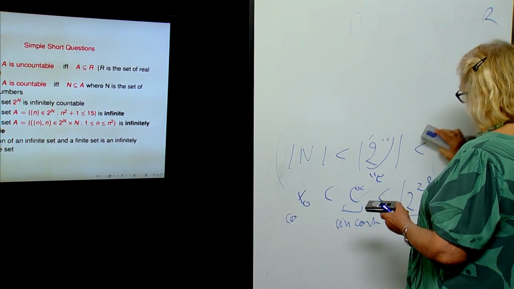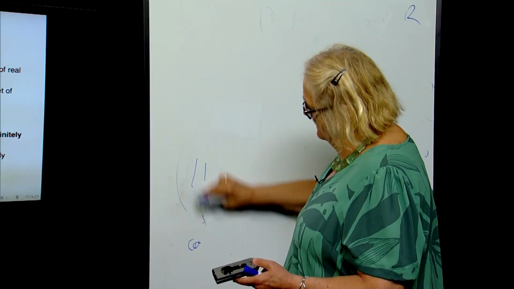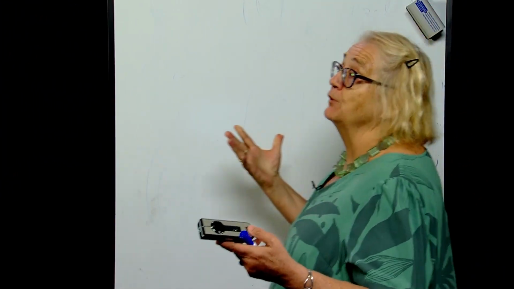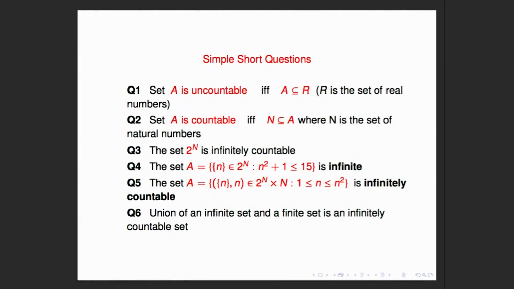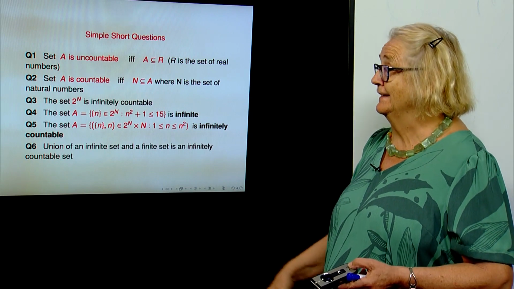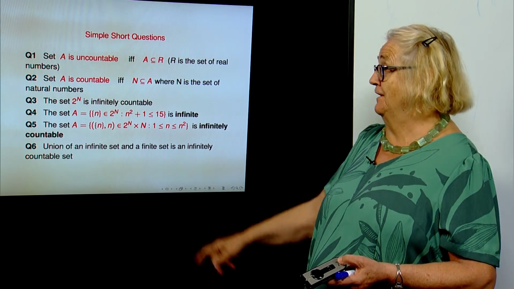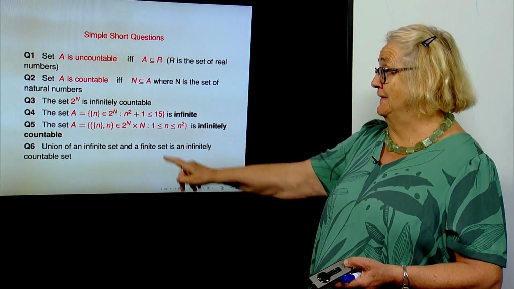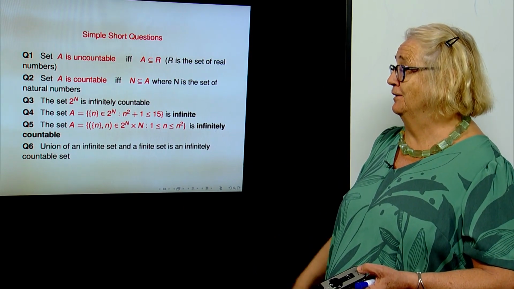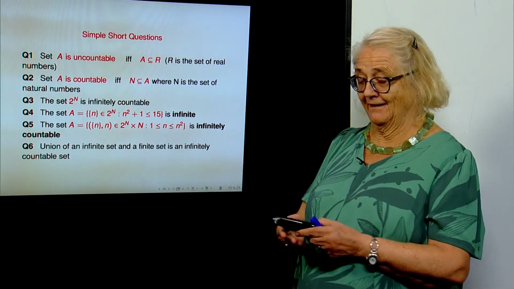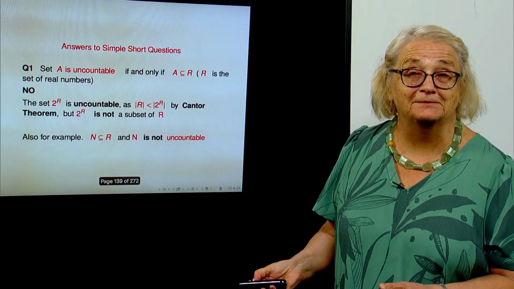to help you understand all this vocabulary. For example: a set is uncountable if and only if it is a subset of real numbers. A set is countable if n is a subset of it. Is it true or false? 2 to the power n, the set of all subsets of n, is countable. This set is infinite. This set is infinitely countable. The union of an infinite set and a finite set is an infinitely countable set.